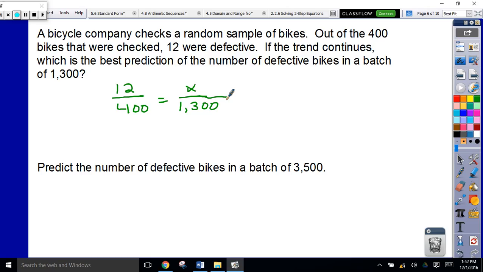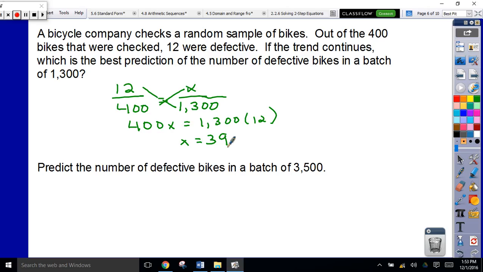Guys, you have to raise your hand and wait till I call on you. We are cross multiplying. So we have 400 times x equals 1,300 times 12. What do we end up with, Taylor? Jonah? 39. We get x equals 39. So we can predict that there would be 39 defective bikes in a batch of 1,300.